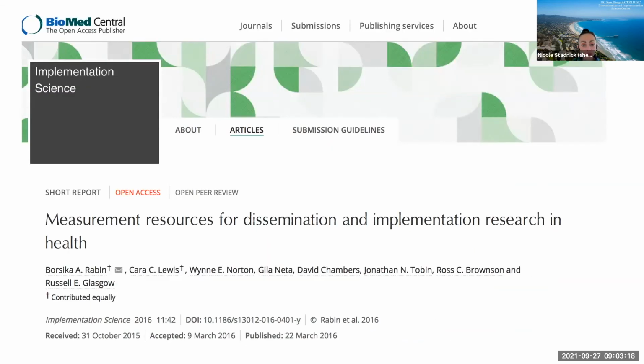And so we have a few slides about resources about where you can find pragmatic measures. So this is a seminal article that includes measurement resources for D&I research. It's a few years old, but it includes a total of 17 resources, including some web-based repositories and static reviews or tools that can be helpful as you're thinking about and selecting pragmatic measures.